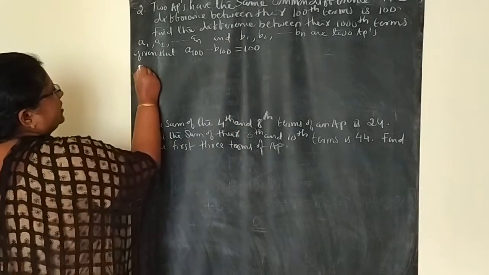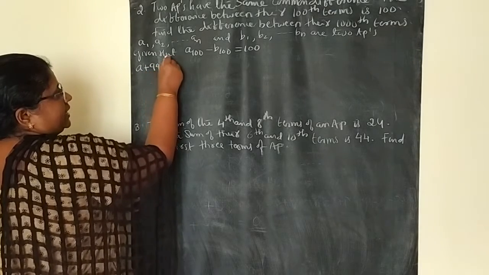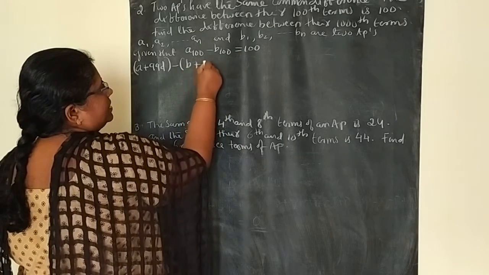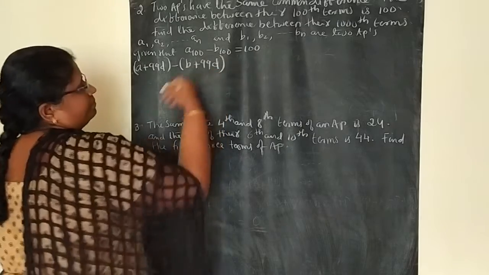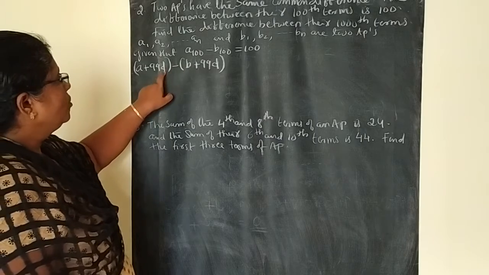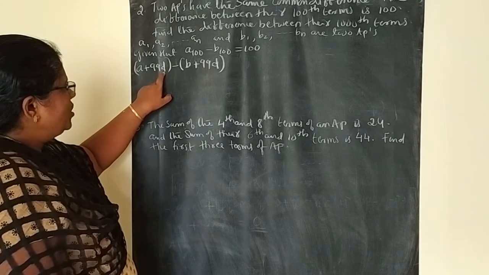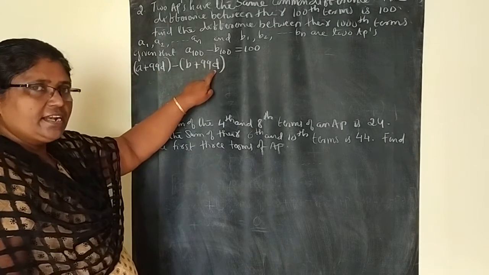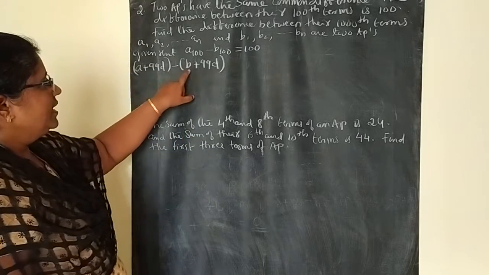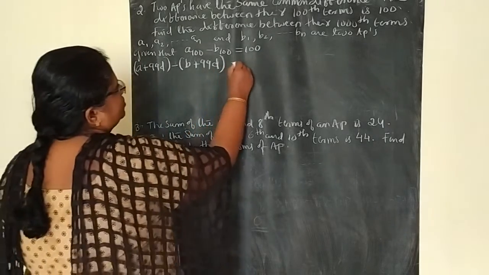Now what is meant by A100? By applying the formula, A plus 99d, minus, what is meant by B100? B plus 99d. Here A and B, the first terms, are different, but the common difference is equal. So I used small letter d here, and here also small letter d, because their common differences are equal. But here the first term is A, and here the first term is B, because the terms are different.